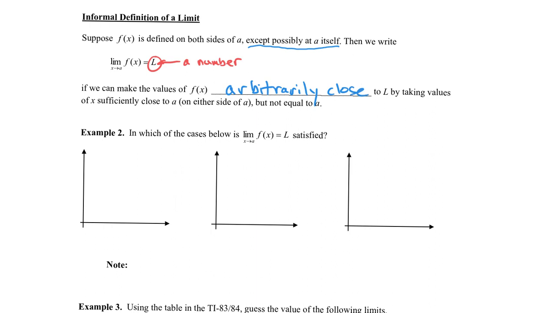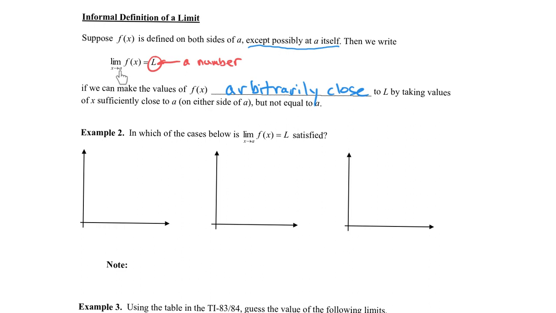And by arbitrarily close, we mean as close as we want. That's what it means. You'll see this language, arbitrarily close, when you're dealing with limits. Just remember, it means as close as we want. We can make the values of this function, f of x, get as close as we want to L, the limit L, by taking values of x sufficiently close to a on either side of a.